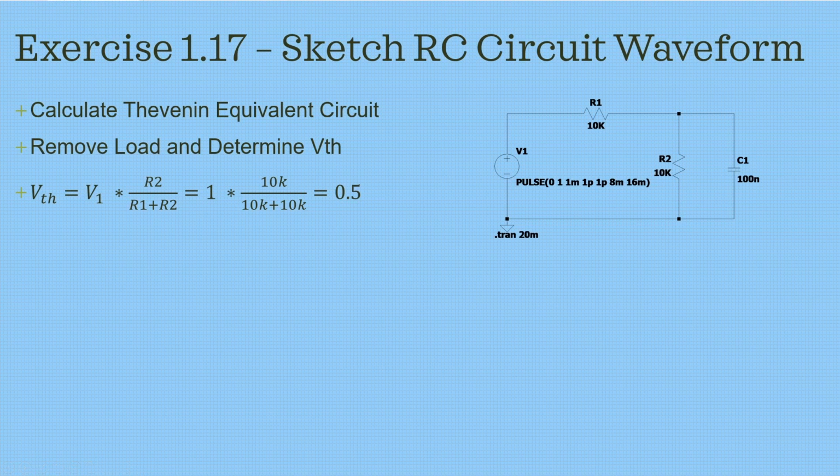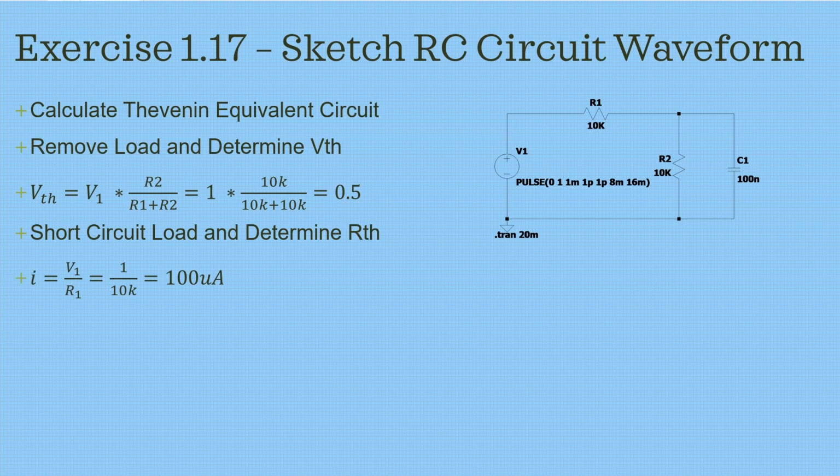Then you basically calculate the Thevenin equivalent voltage source, which is equal to your input, which in this case is 1 volt, times R2 divided by R1 plus R2. So that gives you your Thevenin equivalent voltage of 0.5 volts. Now to determine the RTH, firstly we need to determine the current going through the circuit, and then we can determine the Thevenin equivalent resistance.